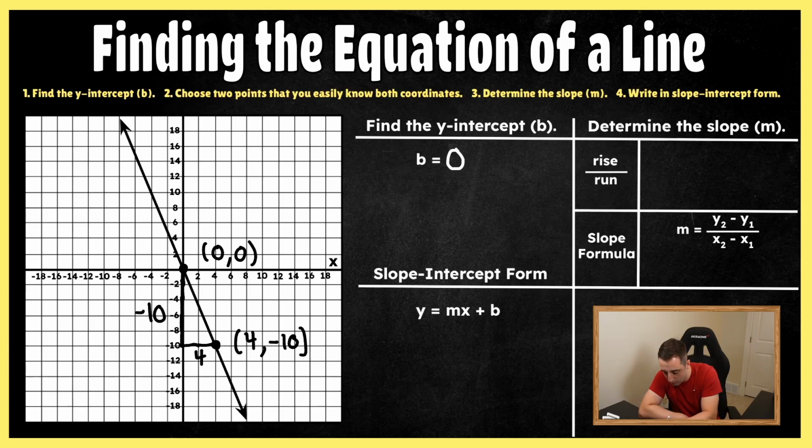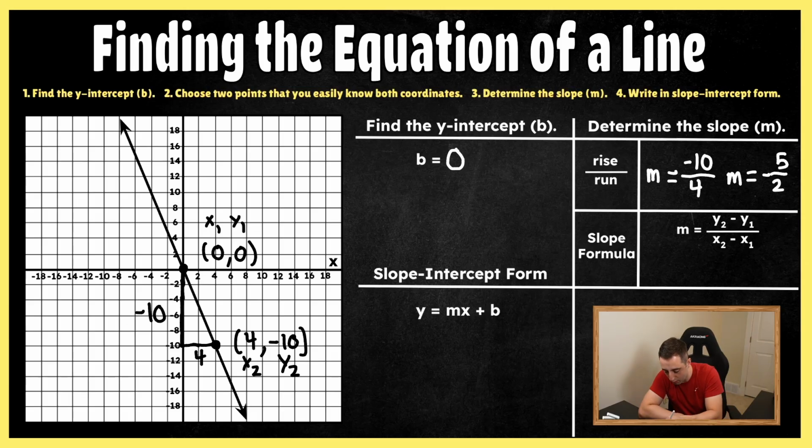So we have m equals, our rise or vertical change was -10 all over a positive 4. 10 and 4 are both divisible by 2. So we get m equals -5/2 for rise over run. Now let's do the same thing with the slope formula. We'll label these x1, y1, x2, y2. So we'll make 0, 0 x1, y1, and we'll do x2, y2 here.